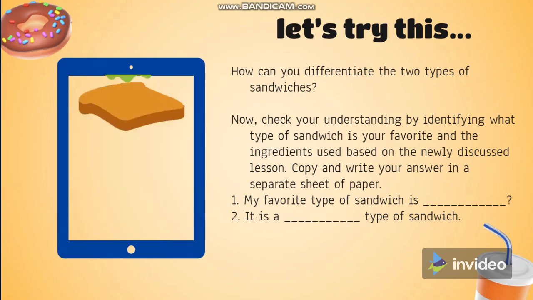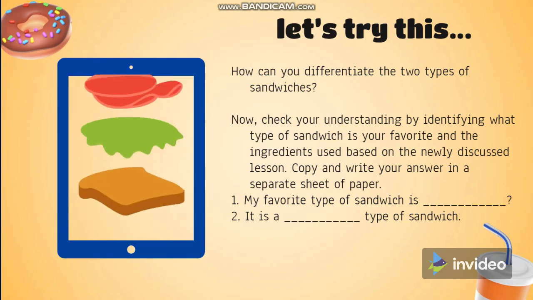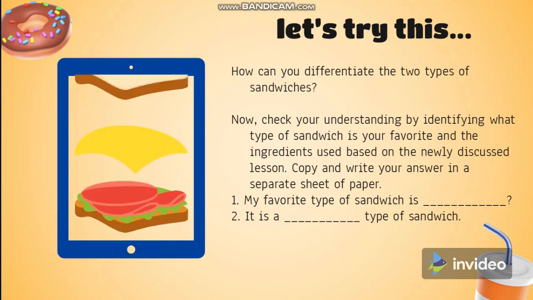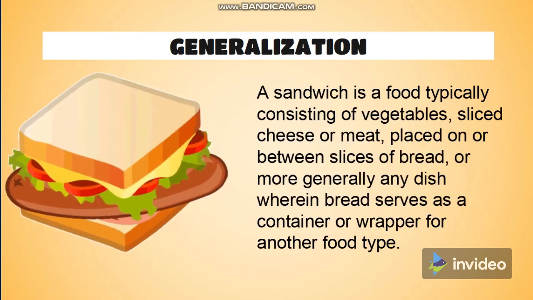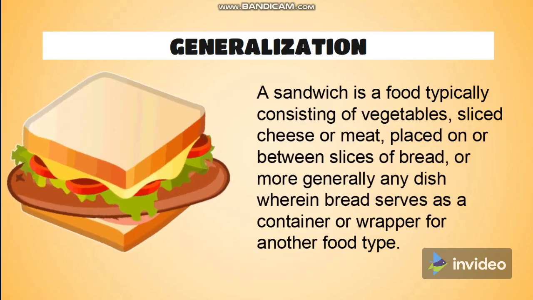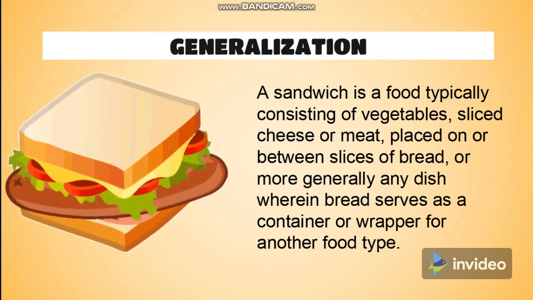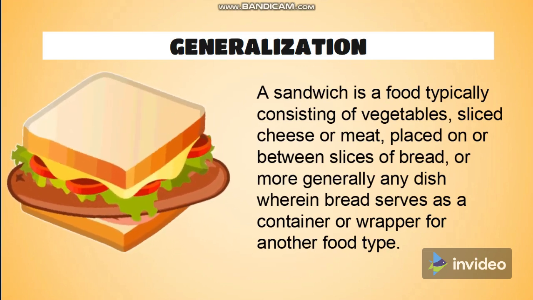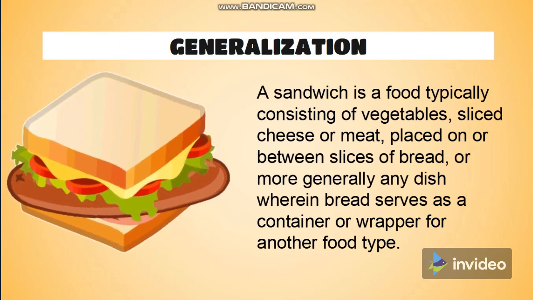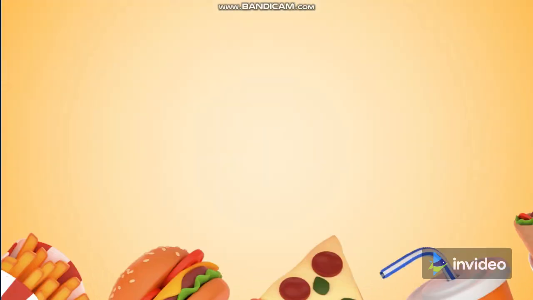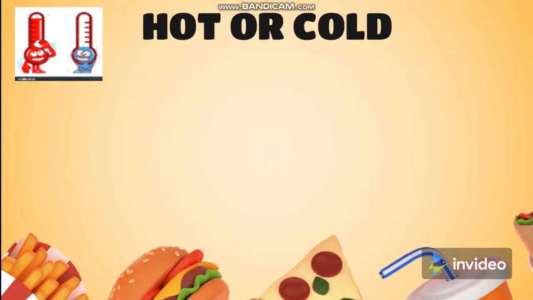Copy and write your answer in a separate sheet of paper. 1. My favorite type of sandwich is. 2. It is a type of sandwich. Generalization. A sandwich is a food typically consisting of vegetables, sliced cheese or meat, placed between slices of bread, or more generally any dish wherein bread serves as a container or wrapper for another food type. Hot or cold.